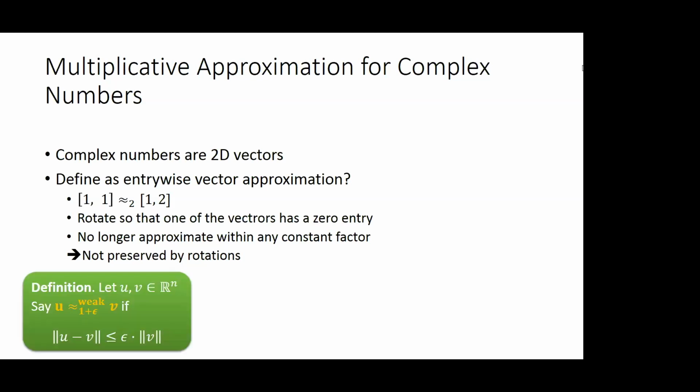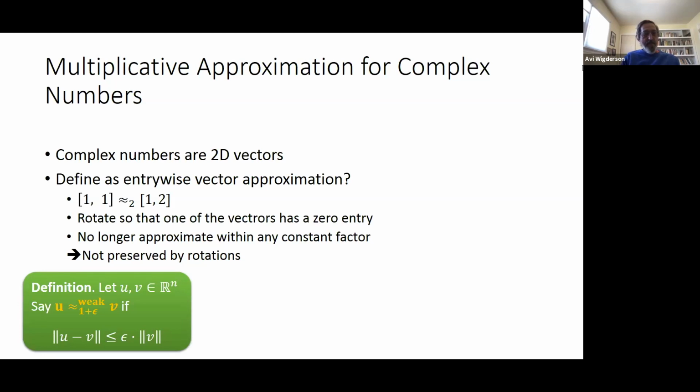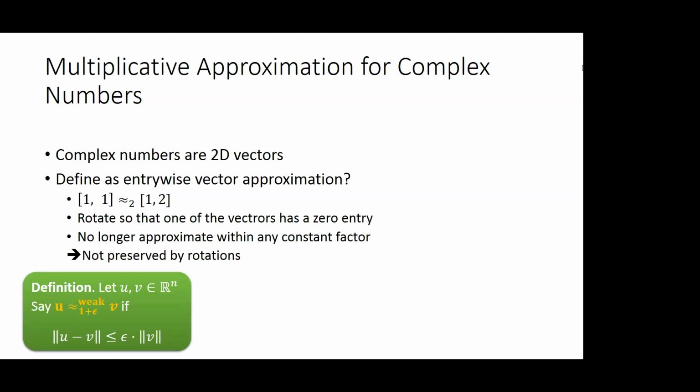Specifically, we're talking about vectors U and V in R^n. We say that U and V weakly approximate each other within a factor of 1 plus epsilon if the norm of U minus V is less than or equal to epsilon times the norm of V. This is a fairly reasonable definition for vectors approximating each other. It's commonly used as a guarantee for linear system solvers. Often, if you write a theorem saying we can solve linear systems quickly to error epsilon in time depending on epsilon, this will be your definition of error.